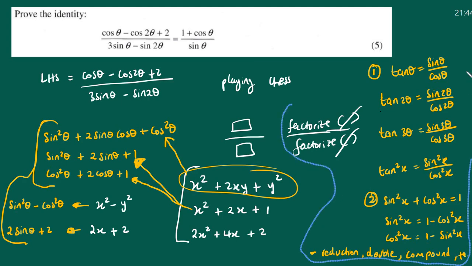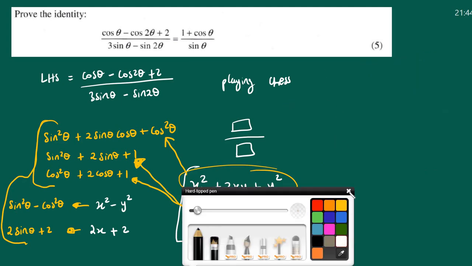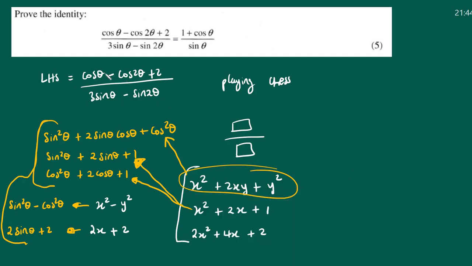Let's try to actually solve this problem. So in terms of the left hand side, look what we have. You have cos theta, you have cos 2 theta, right? The thing is, you have cos 2 theta there. So that cos 2 theta, you need to change it. It's a double angle. You will need to change it to either, remember there are 3 forms of cos 2 theta.